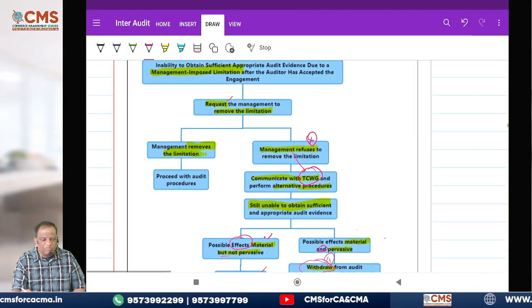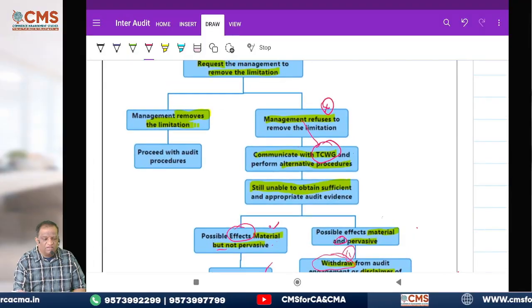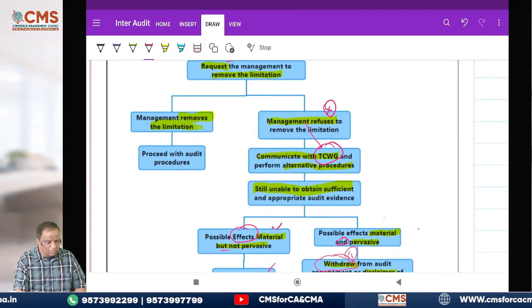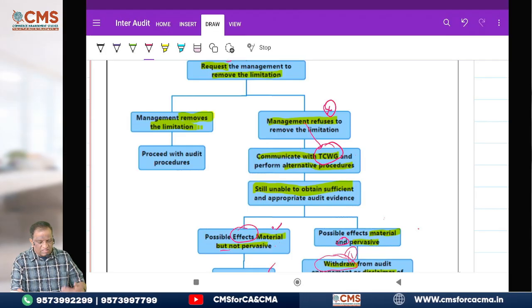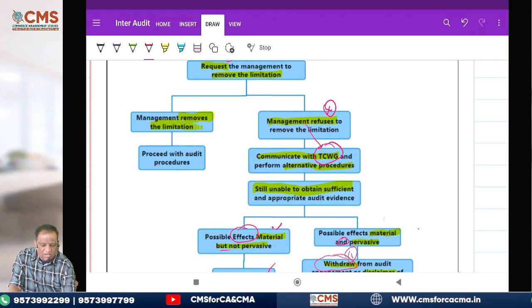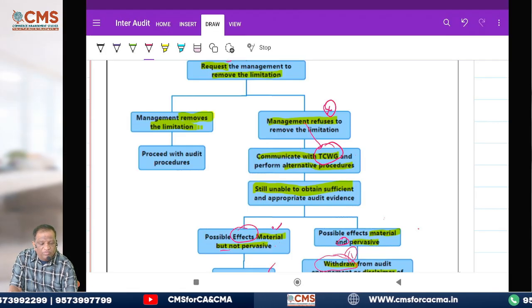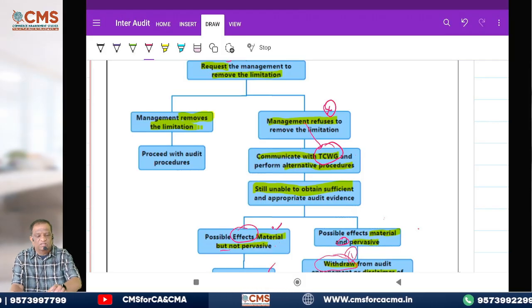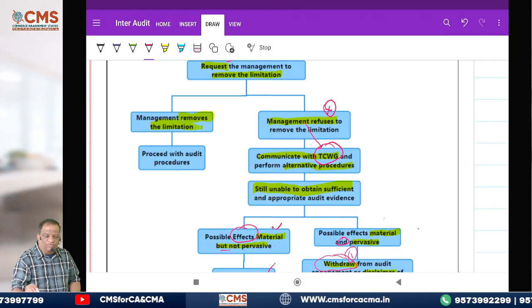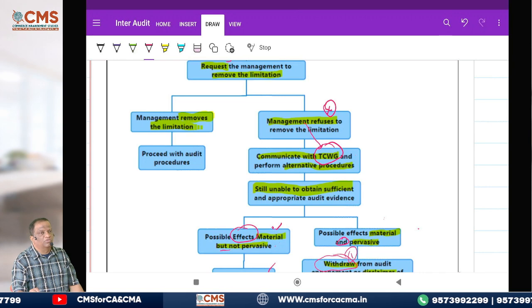Since it is a management imposed limitation, I will request the management. I will explain to them that this is needed, this standard wants me to do it, otherwise this is the impact of it. And if they agree to it and remove it, it is all right. But if they do not agree to it, that is where the chat will come. So first I will request the management to remove the limitation.